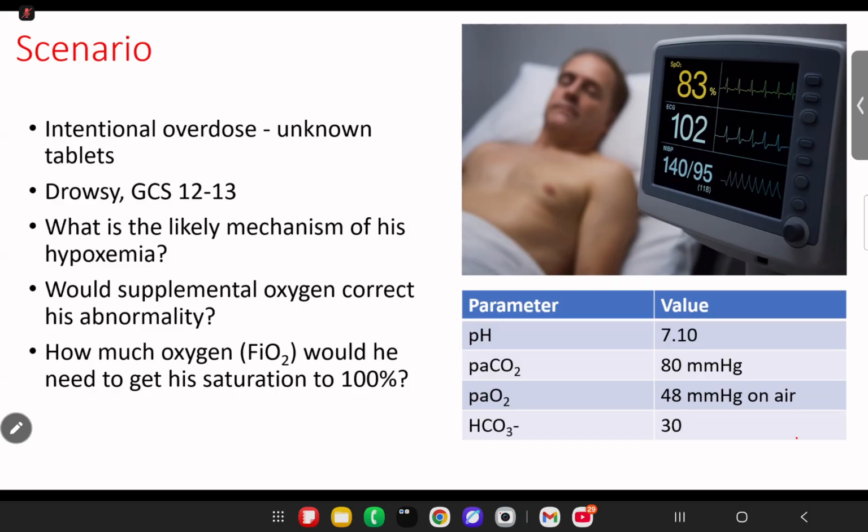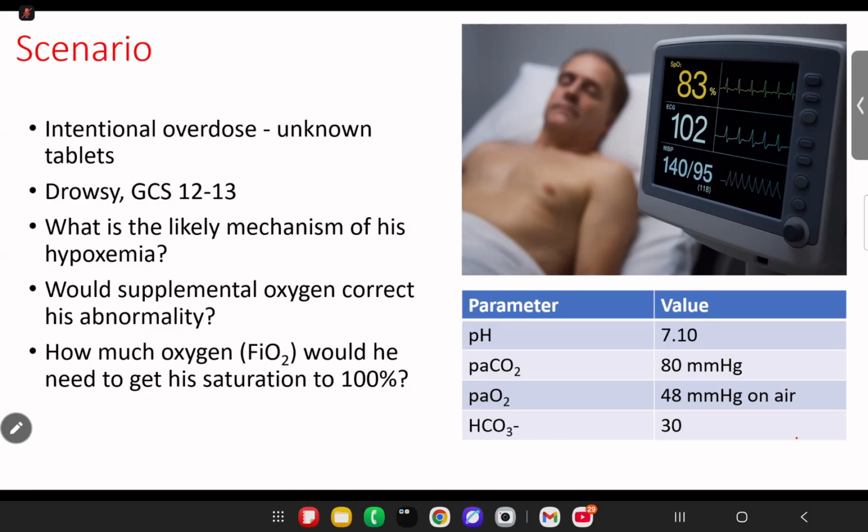So to tell the position of the curve, if the curve is shifted to the right, then the P50 will be higher. Shifted to the left, P50 will be lower. So P50 is mainly used to explain the position of the curve, whether it is shifted or normal. So if your P50 is 27, that means the oxygen curve is not shifted. Whatever you say is also true, because that is how you draw the curve, but this is to tell the position of the curve.